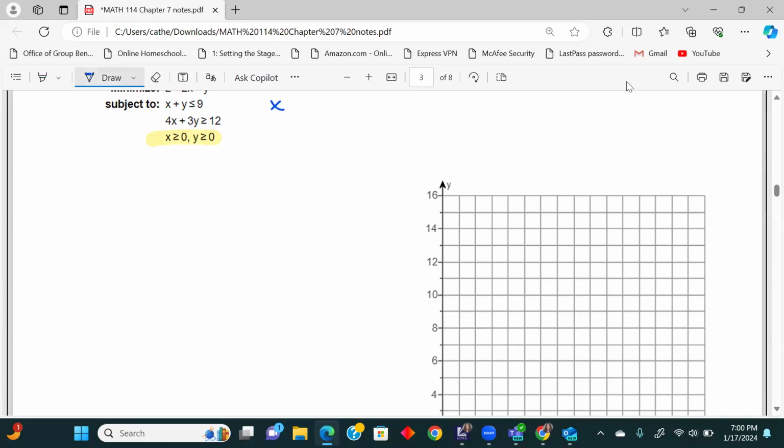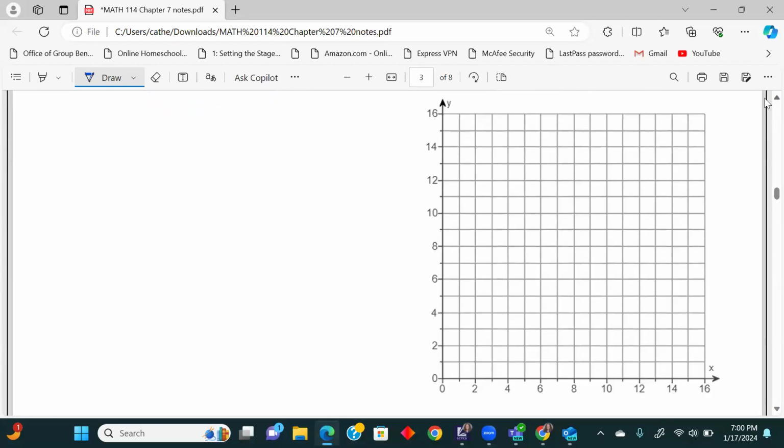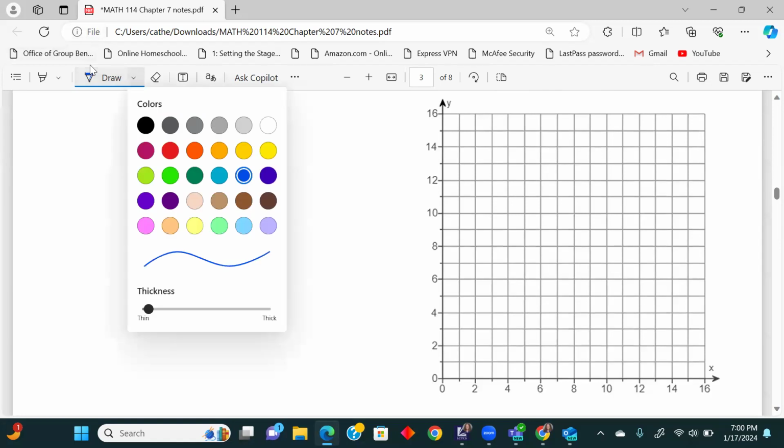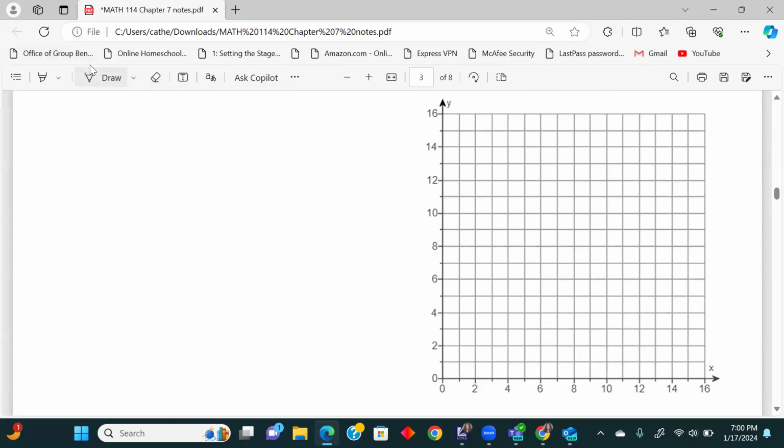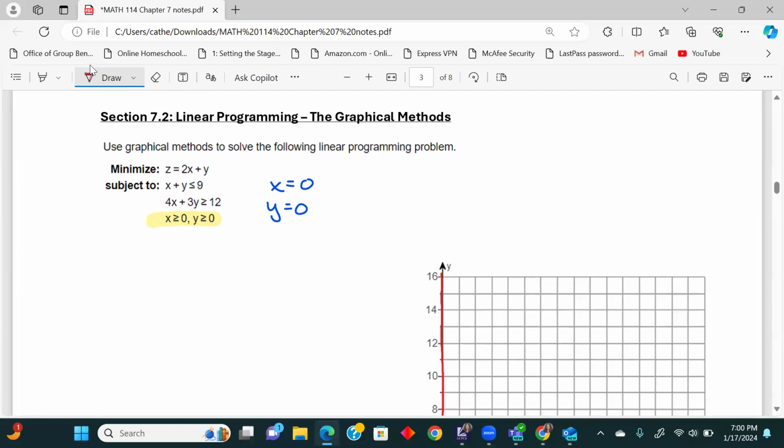We want to graph x equals 0 and y equals 0. So let's go down here. And those are just straight lines. That's just the x-axis and the y-axis. I'm going to do this in a more prominent color. So x equals 0 is just the y-axis. And then y equals 0 is just the x-axis. Those are pretty straightforward. Now we need to look at the two before those, x plus y.